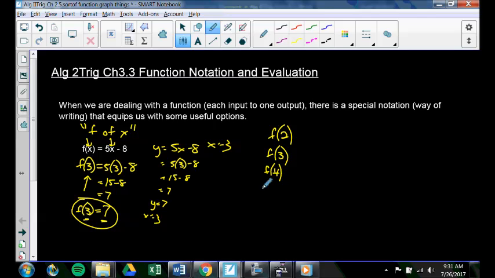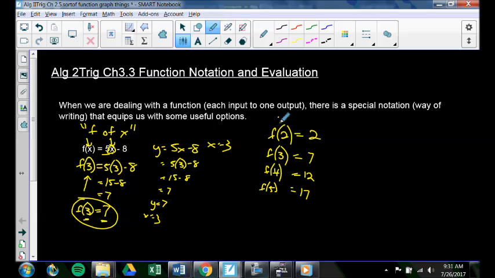I'm not going to show the work for this, but if I plug in a 2 for this x, 5 times 2 is 10, minus 8 is 2. I plug in a 3 for this x. 5 times 3 is 15, minus 8 is 7. At this point, I have a slope of 5. Plug in a 4. 5 times 4 is 20, minus 8 is 12. The next one will be 17. We're going up by 5 because that's our slope.